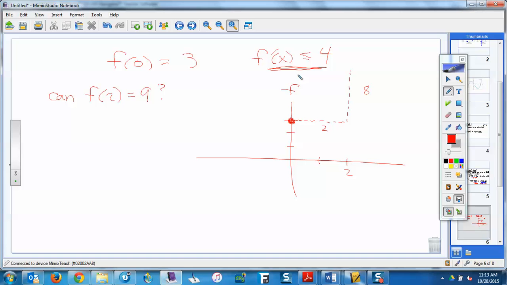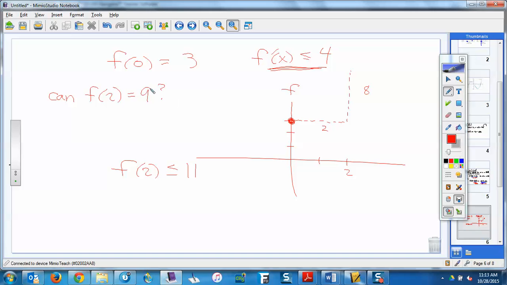Well, the picture, I think, is part of your explanation. You would say that you start at the point (0, 3), and if the slope is less than or equal to 4, that means if you go over 2, you can go up 8, which would put you at 11. So f of 2 could equal 11 or less. I mean, if you really wanted to use function language, you could say f of 2 is less than or equal to 11. f of 2 could be anything below 11, but you could just say that in words.